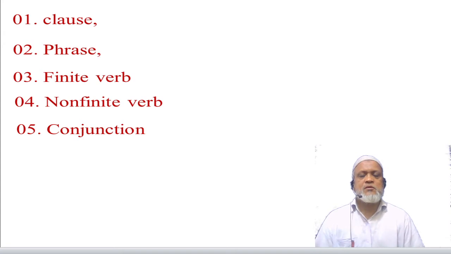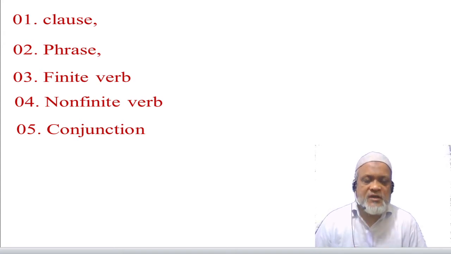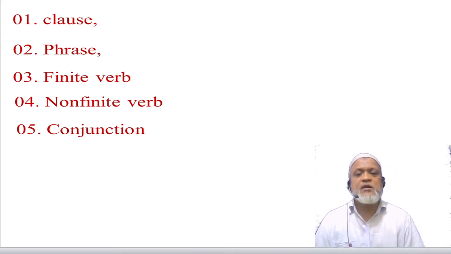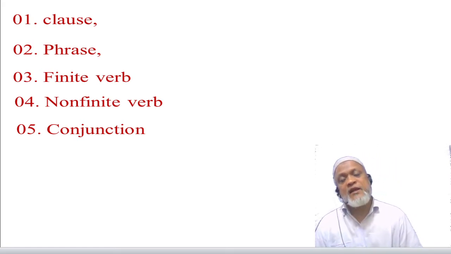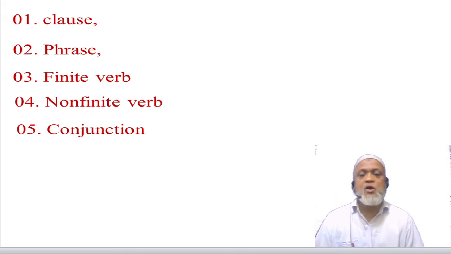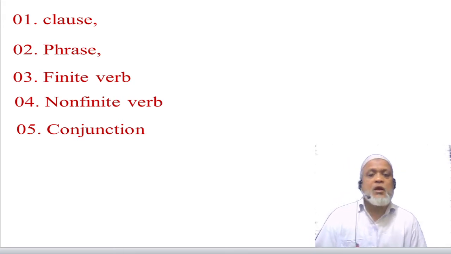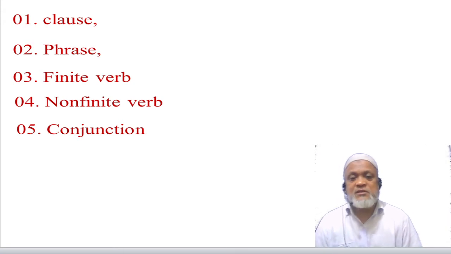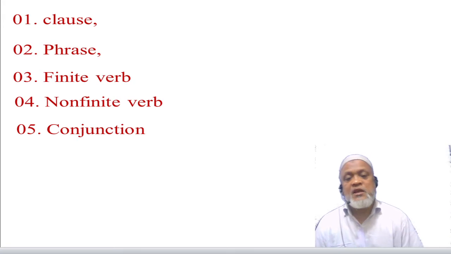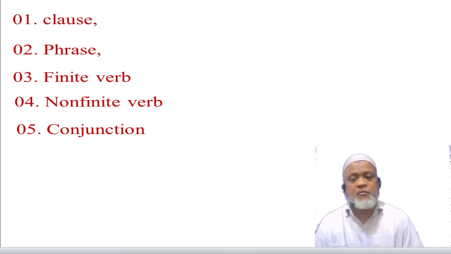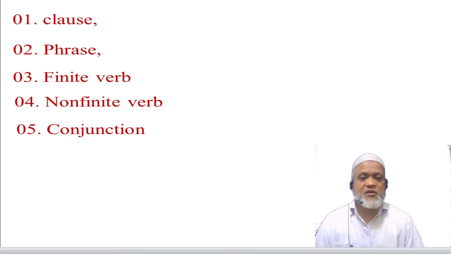What is clause? Clause is a part of a sentence which has a finite verb, and phrase also is a part of a sentence, but phrase doesn't have a finite verb. What is the difference between clause and phrase? Finite verb is the difference. Clause must have a finite verb and phrase mustn't have a finite verb.